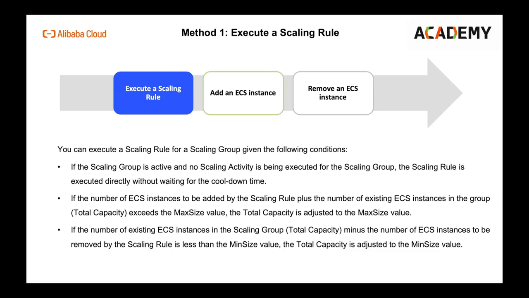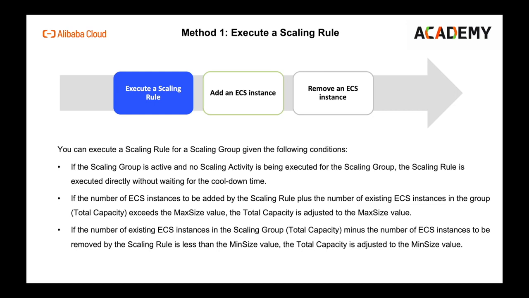If the scaling group is active and no other scaling activity is executing, then your scaling rule will be executed directly without waiting for the cooldown. If the number of ECS instances to be added by your scaling rule plus the number of instances already in the group exceeds the max value, then your total new instances to be added will be adjusted down so that you no longer exceed the max value. The same is true for the min size.